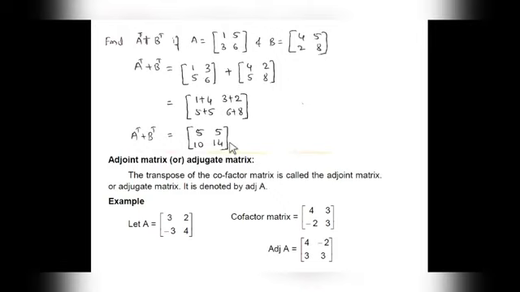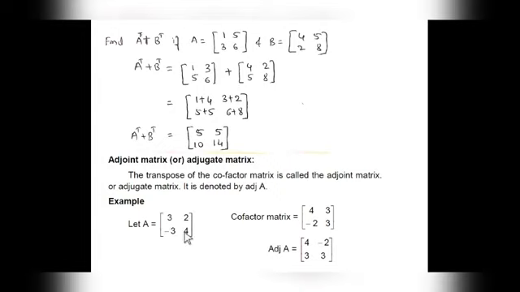After the basic operations, or the algebraic operations on matrices, now we'll move to the next part of matrices, that is the adjoint of a matrix. The transpose of the cofactor matrix is called the adjoint matrix. It is denoted by adjoint of A. For example, here we have one matrix A. The cofactor matrix is obtained by taking the cofactor of each and every element.